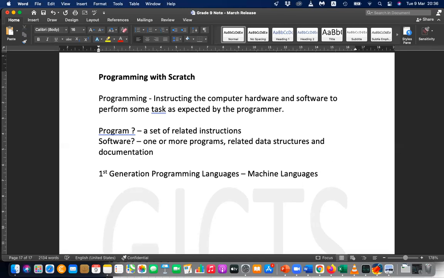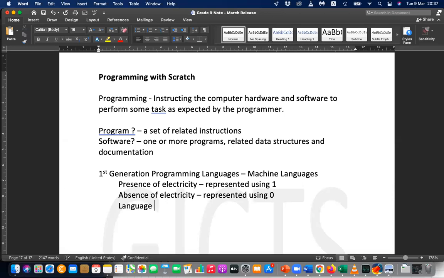Okay, presence of electricity is represented using 1. Absence of electricity is represented using 0. So the language is binary. It's ones and zeros only. Everything should be represented using ones and zeros.